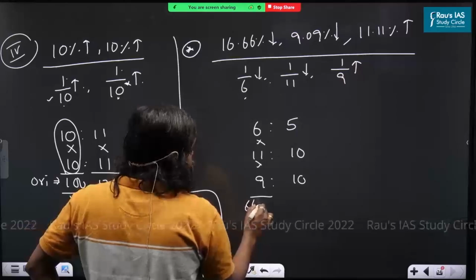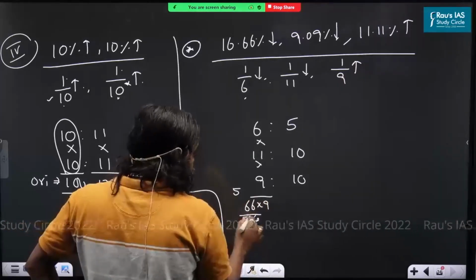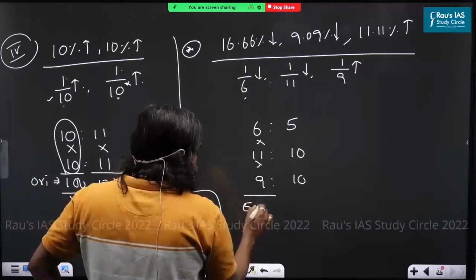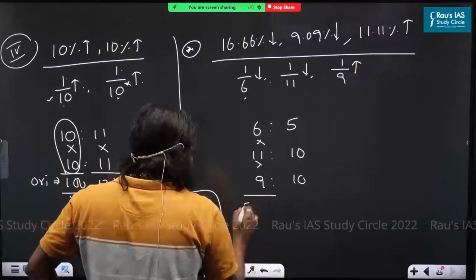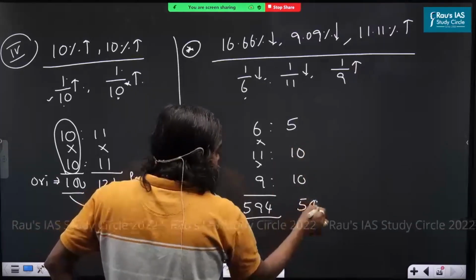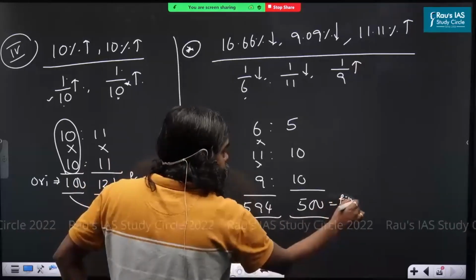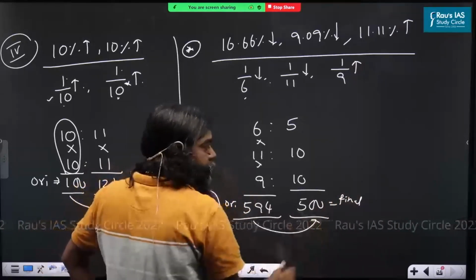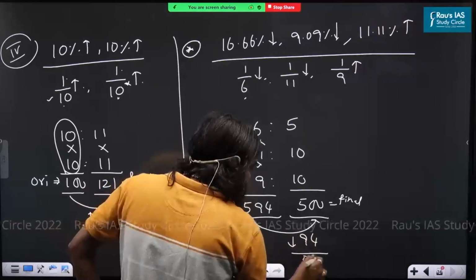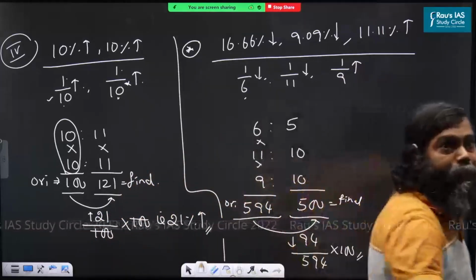6 into 9, 54, plus 5, 59. Here 594, and 100, 500, this is called original. This is called final. Compared to original, is final increasing or decreasing? Decreasing. How much? 94. From where? 594. Percentage means multiply by 100. Understood this? All understand?